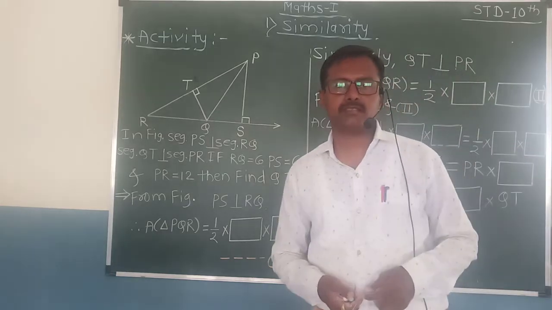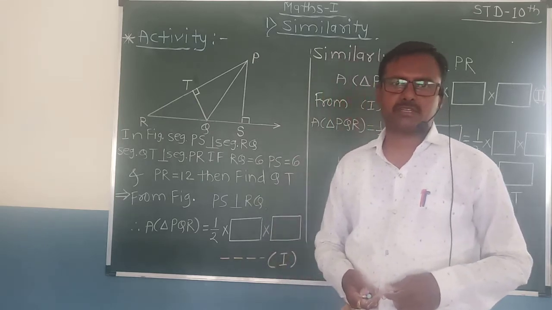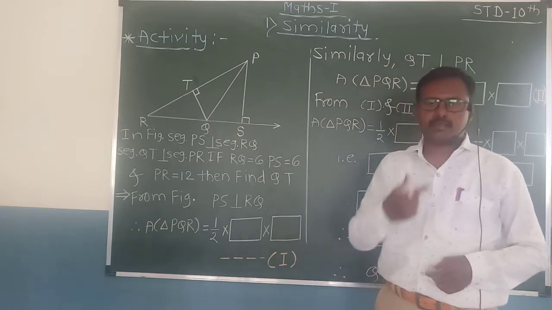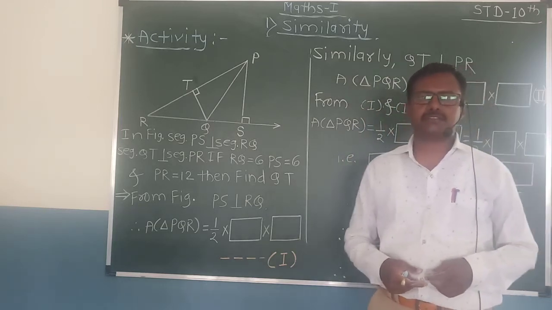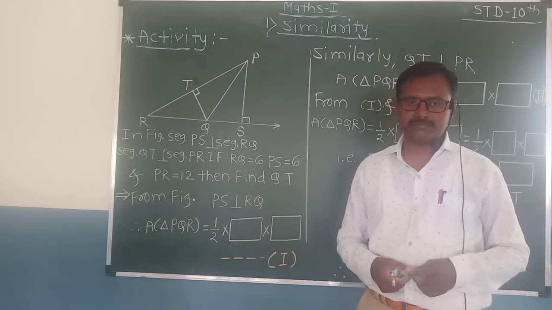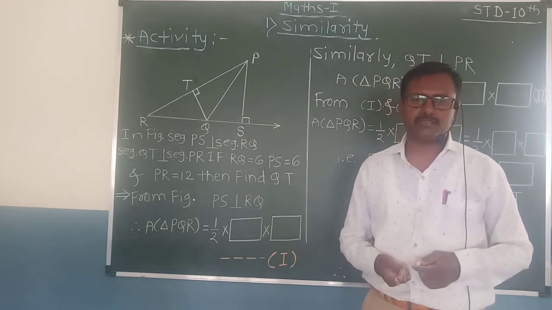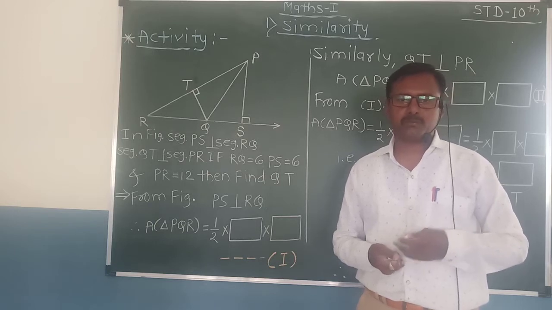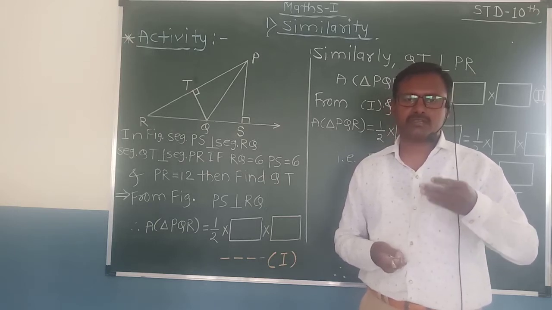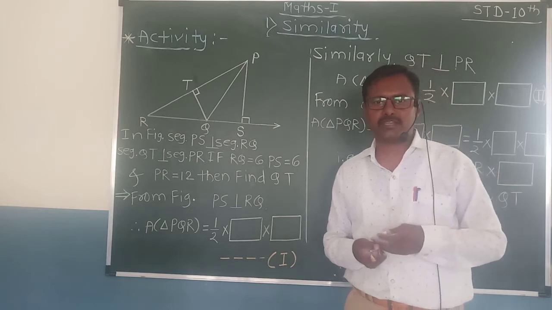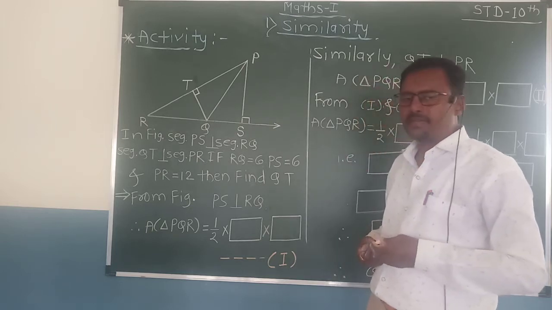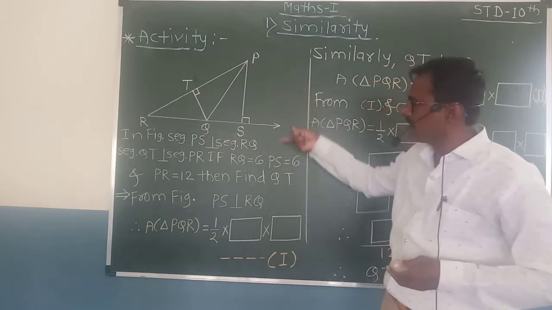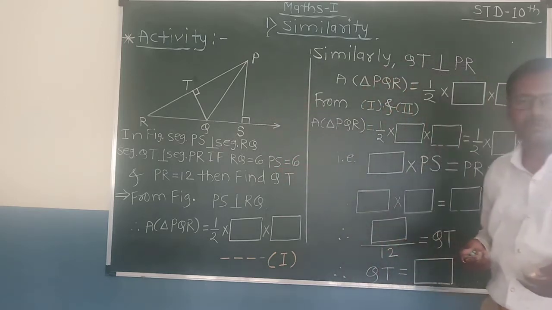Students, in the last video we have seen one of the properties, that is the ratio of areas of two triangles. We know the property: the ratio of areas of two triangles is equal to the product of the ratio of their bases and corresponding heights. Today we are going to solve one of the activities based on the above property.